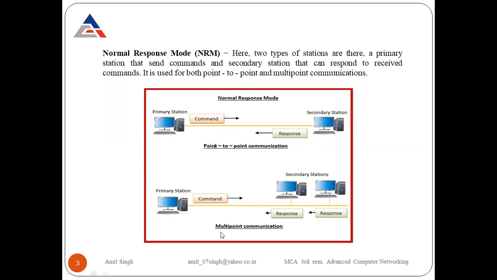Clear? And the second one is multi-point communication. What will happen in the multi-point? As the name implies, multi means more than one. Now we have more than one secondary station. The primary station remains the same, the sender, who sends the commands, but at the receiver side we have multiple stations. These multiple stations are known as the secondary stations who respond. So whenever a command is received at the receiver side, multiple stations can give the response at the same time.